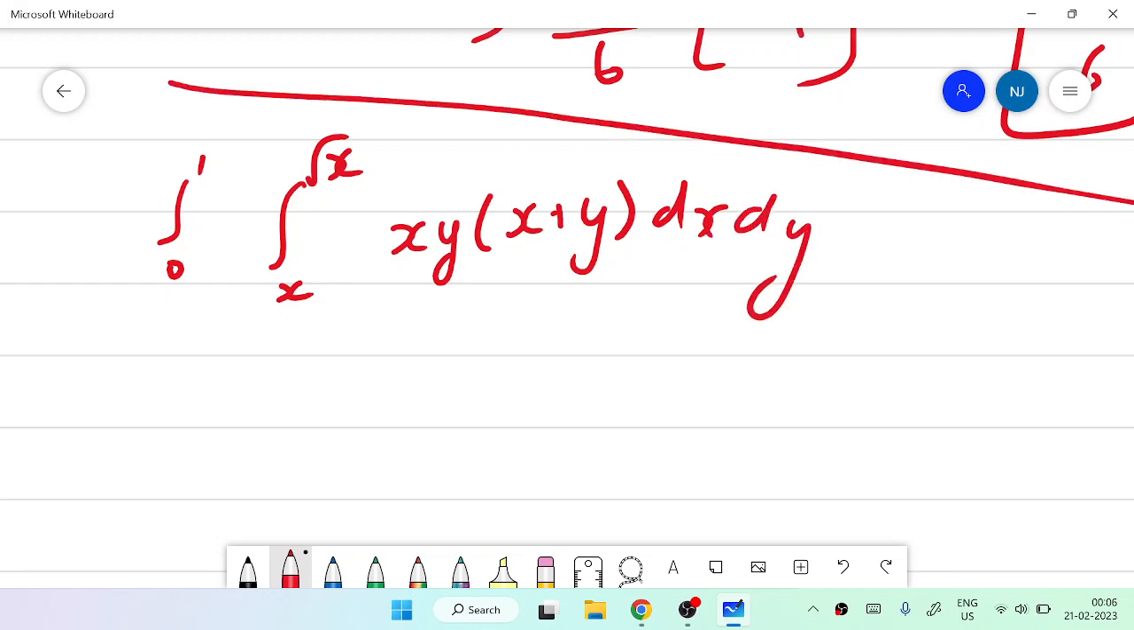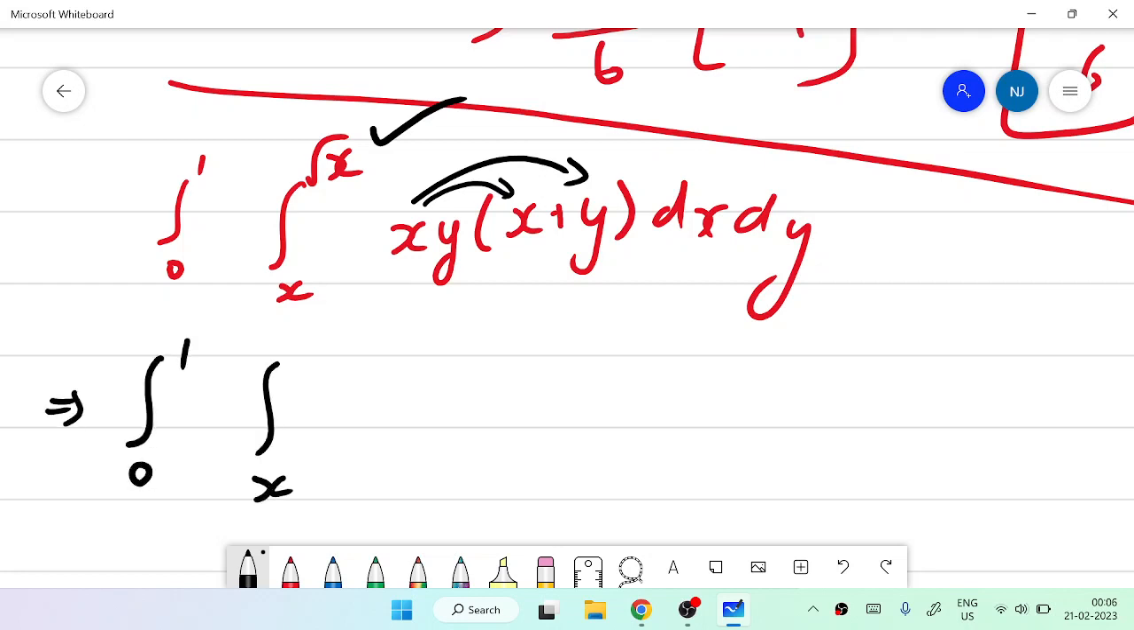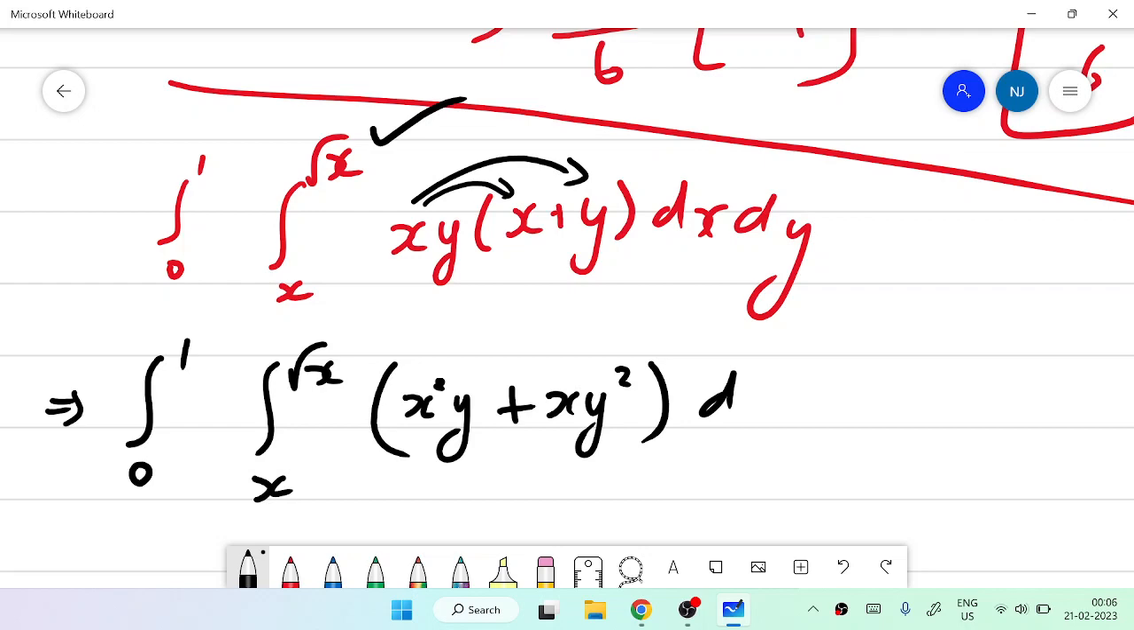So what we can do is, first of all, we can easily see that the limits we are having are completely x terms. So you have to consider this y term alone, right? So before that, I'm going to multiply this xy terms inside. So it will be like what? Integral over 0 to 1, integral over x to root x, into x square y plus xy square, into dx dy will come, right?